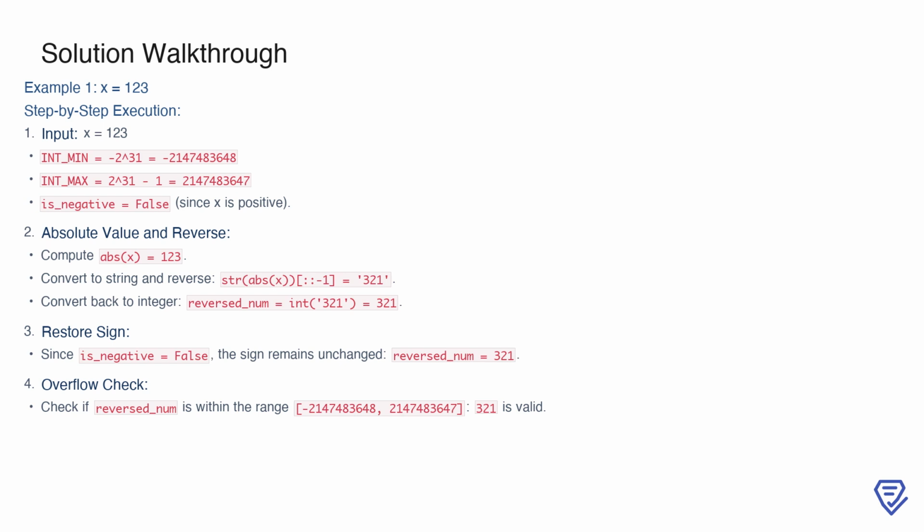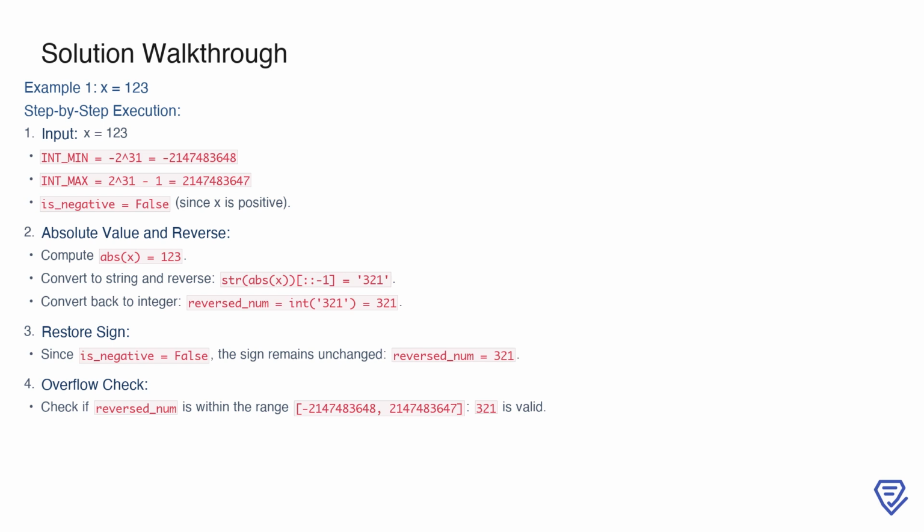To solve the reverse integer problem, we begin with the example where x equals 123. First, we define the boundaries for a 32-bit signed integer, which are -2 to the power of 31, or -2147483648, as the minimum value, and 2 to the power of 31 minus 1, or 2147483647, as the maximum value. Since x is positive, we set the is_negative flag to false. Next, we calculate the absolute value of x, which is simply 123. By converting this number to a string, reversing the string to get "321", and then converting it back to an integer, we obtain the reversed number as 321.